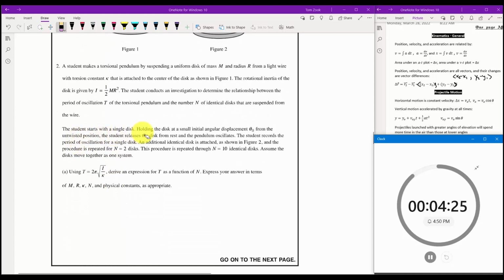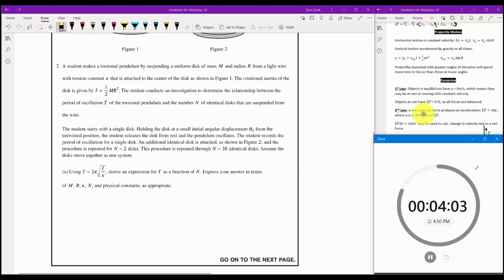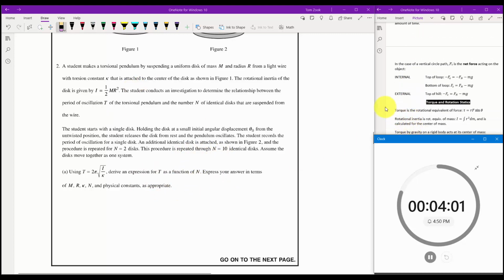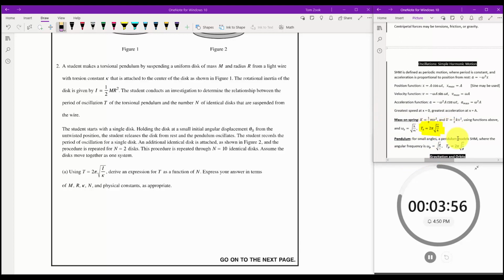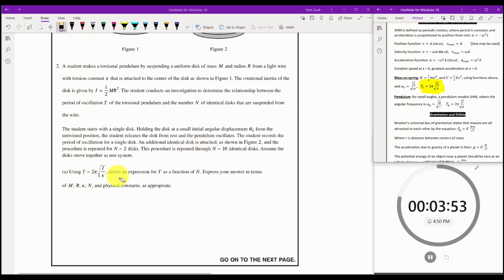It says the student starts with a single disc, holding the disc at a small initial angular displacement theta naught from the untwisted position. The student releases the disc from rest and the pendulum oscillates. The student records the period of oscillation for a single disc. An additional identical disc is attached, and that becomes n=2, all the way up to n=10. First off, this is oscillations. However, we do not have a stock oscillation equation for non-uniform stuff, springs and pendulums. So it's all 100% internalized for this problem.